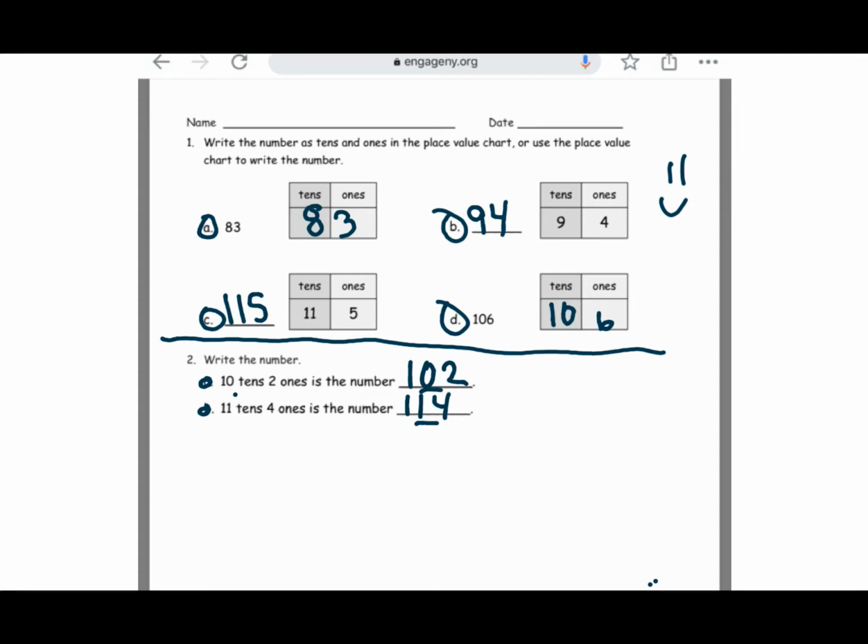Good job, boys and girls. Check your work. Give yourself a happy face. And go ahead and dust your shoulders. 1, 2, 3, piece of cake. Okay, good job, boys and girls. Now you can continue with happy numbers.